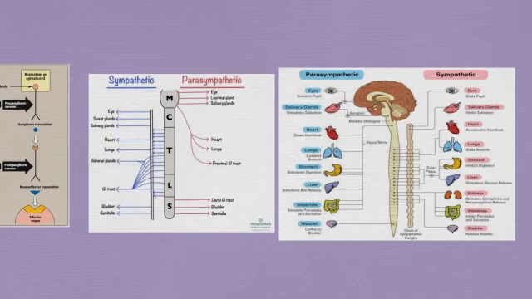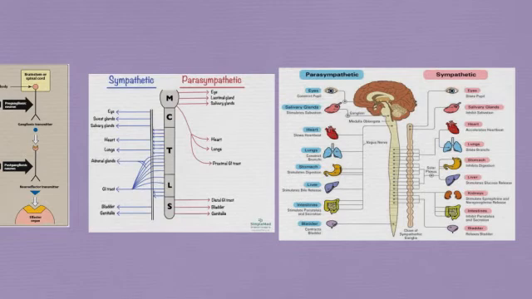If you compare the sympathetic system with the parasympathetic system in terms of the preganglionic neurons, you can see that the preganglionic neurons of the sympathetic system are highly branched. One preganglionic neuron can interact with many postganglionic neurons at a time. You can see that in this figure.